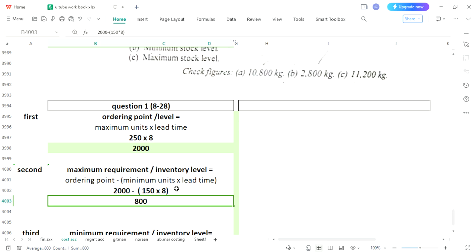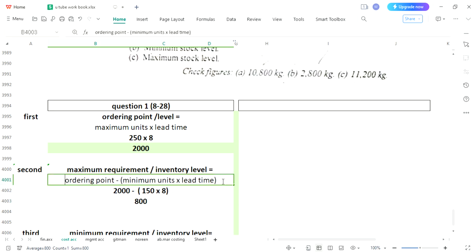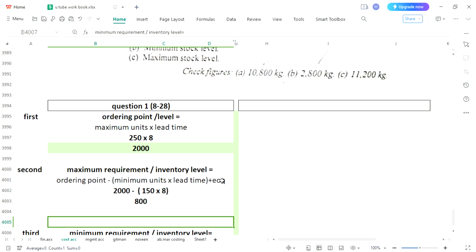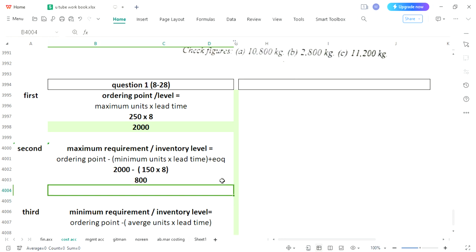This was the maximum requirement, which has a third factor, which is EOQ. EOQ is what we will mention over here. EOQ is economic order quantity.